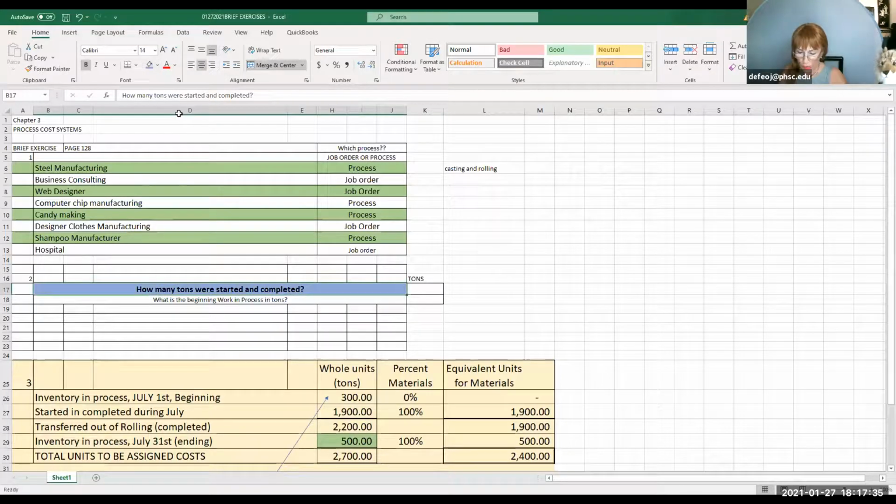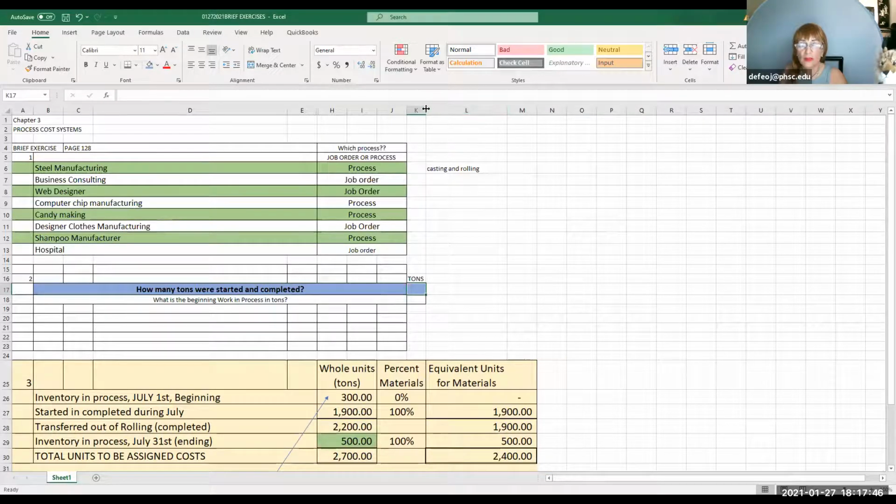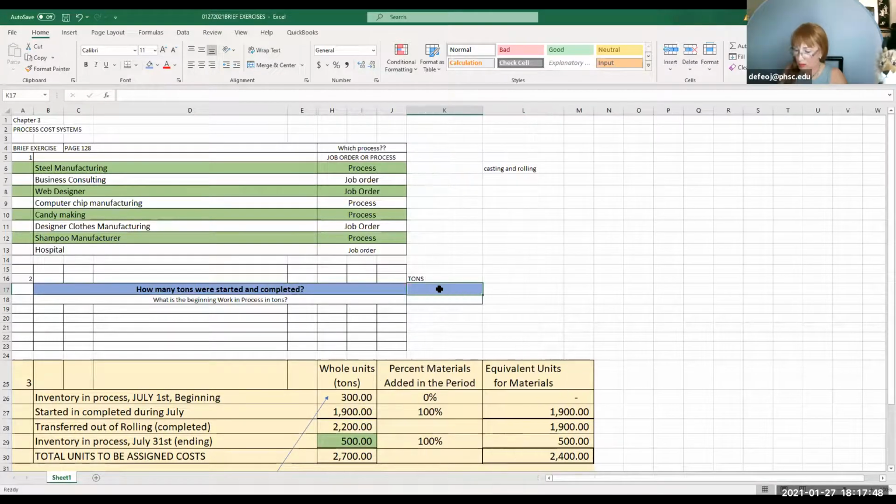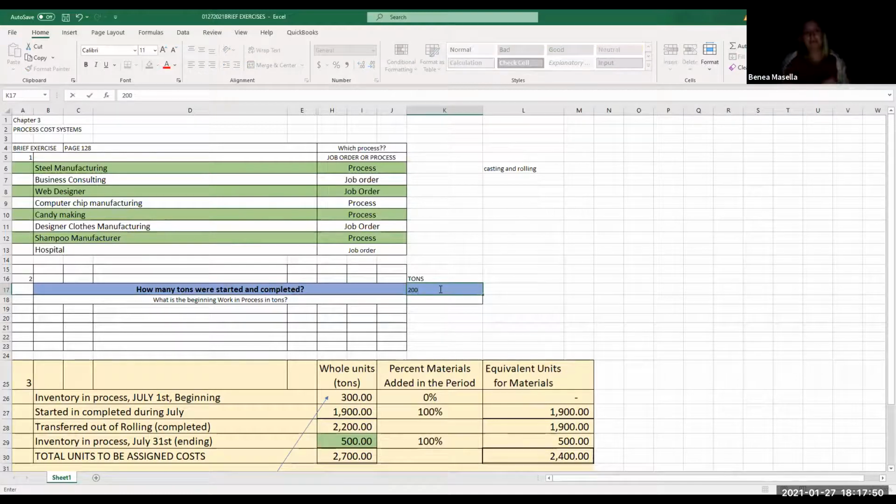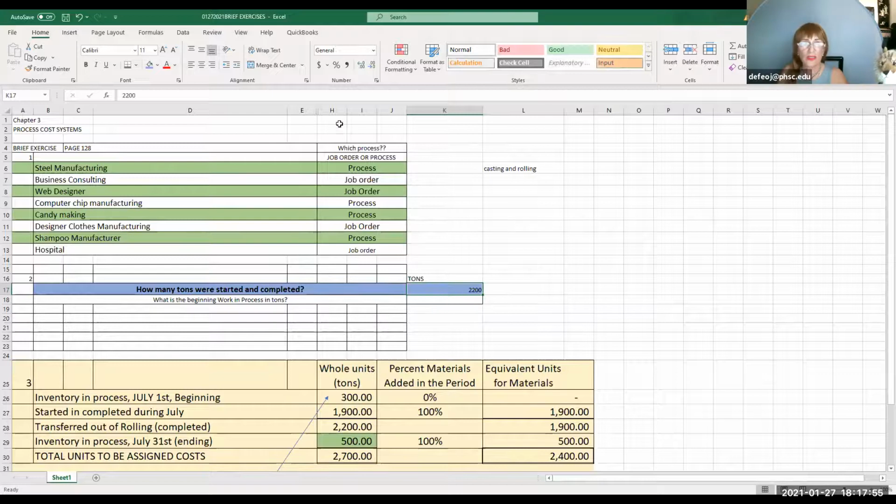They tell us during July, 2,200 tons were completed. So how many tons were completed? Anybody? Any of you scholars? 2,200. Yeah, exactly. That's right. 2,200. So you got to pay attention to the wording. It's very tricky. You got to listen to the wording. It can be very tricky. No question about it. So these are tons.